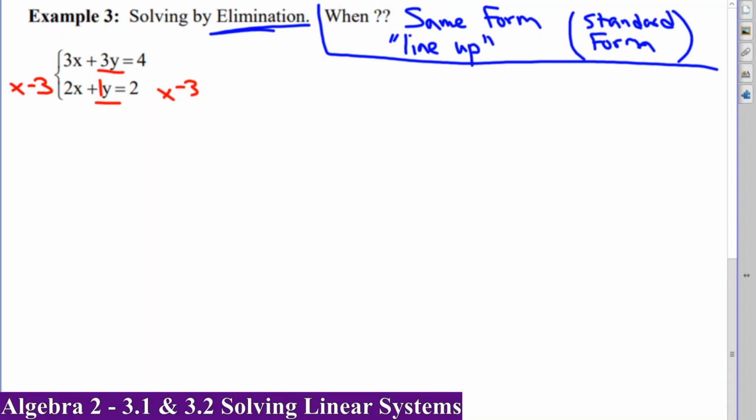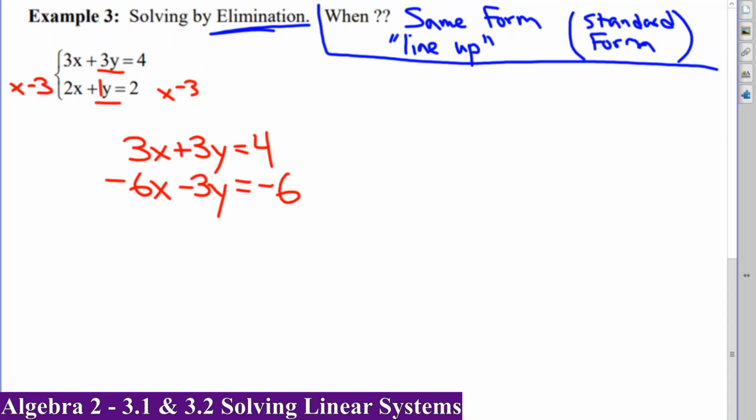So let's take a look here. When we multiply negative 3 times 2x, we get a negative 6x minus 3y, right? And a negative 6 in my second equation. Using elimination, we're adding together the two equations, right? So 3x plus negative 6x is a negative 3x. And then we accomplished our goal because a positive 3y and a negative 3y eliminate one another. They cancel out, and all we're going to be left with is 4 plus negative 6, which is a negative 2.